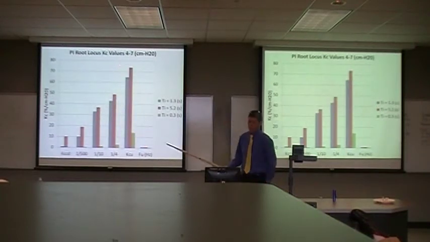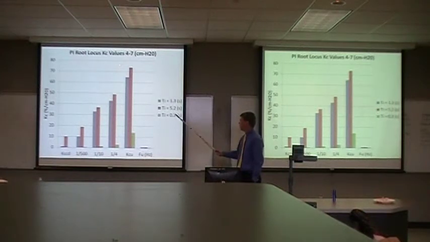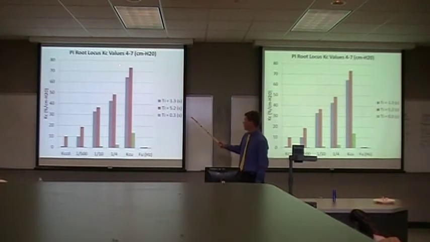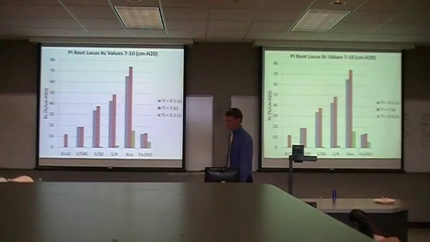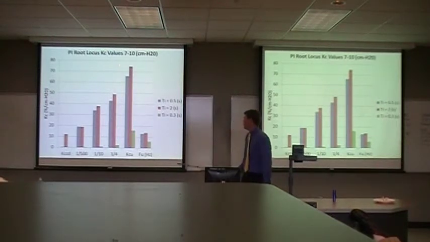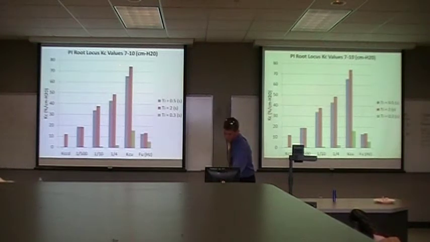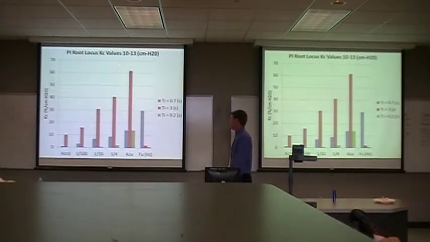This remains true for 4 through 7 centimeters H2O, where the middle one, which is the highest, ends up being the greatest KC values, as well as for 7 through 10. It remains true for 10 through 13, which is so much greater because the difference between these tau sub I's is so much, they're a lot greater than the other ones.